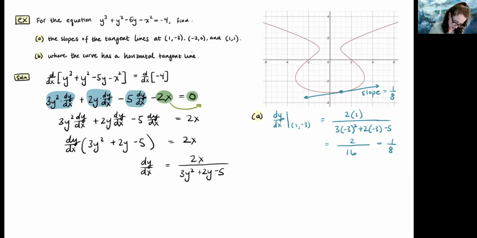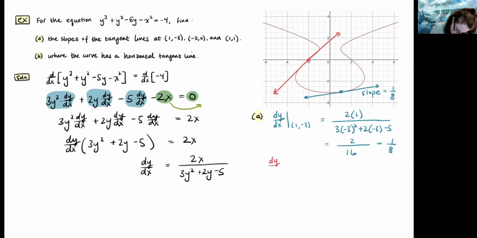And then we want to find the slope at -2 comma 0. So let's see where that one is. -2 comma 0 is right about here. And the tangent line might look, I don't know, something like this. And we want to find the slope of that. So it should be positive. It should probably be bigger than 1/8.